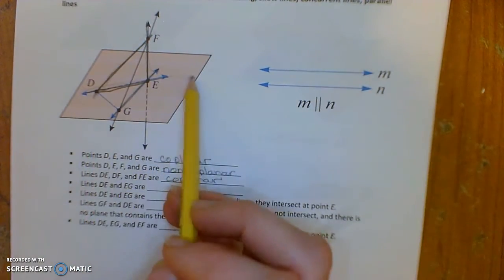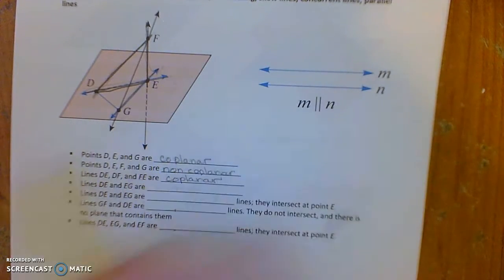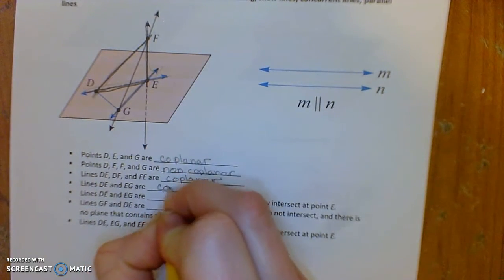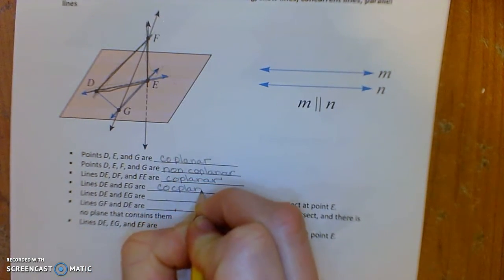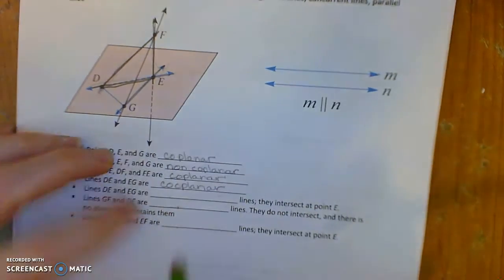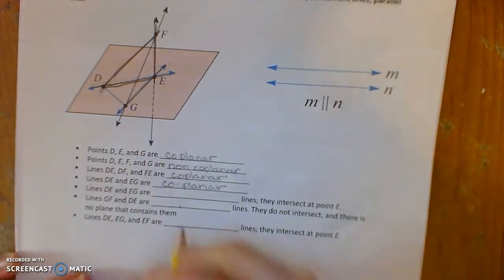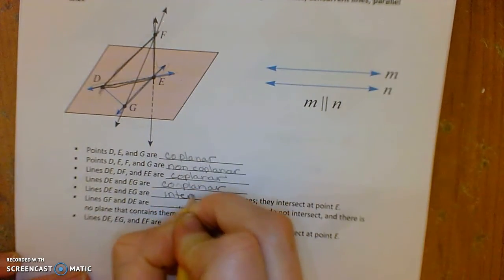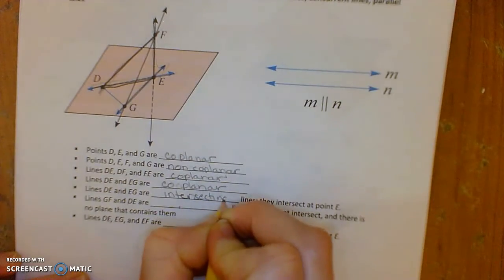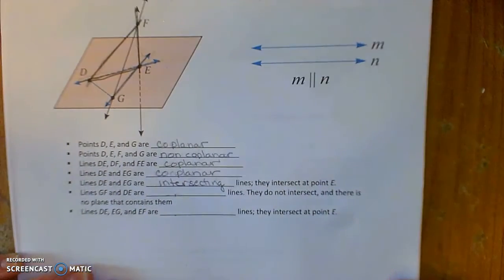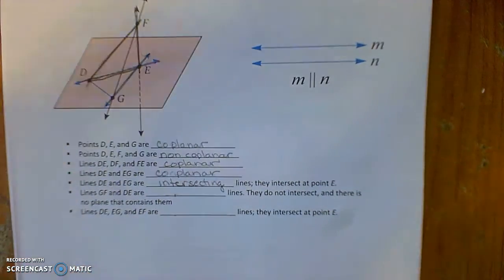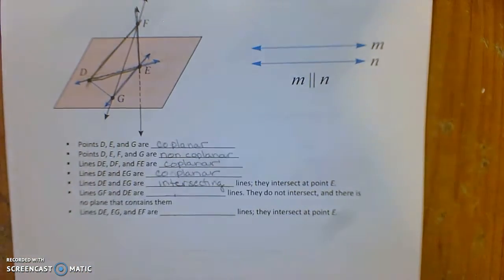Now, DE and EG, these 2 lines, first of all, they are coplanar. And second of all, they also are called intersecting. Because you can, for example, have 2 lines that are parallel on the same plane. They'll be coplanar but not intersecting. These 2 lines intersect at this point E.